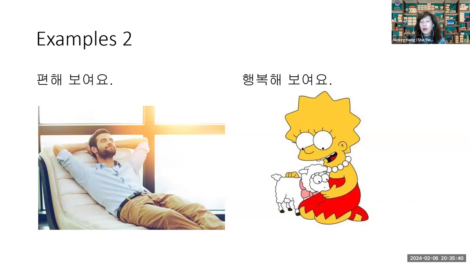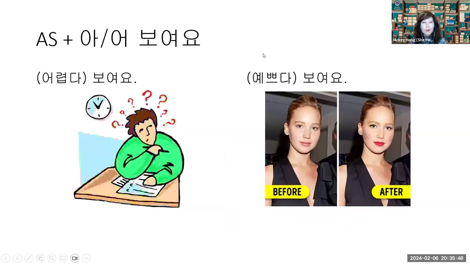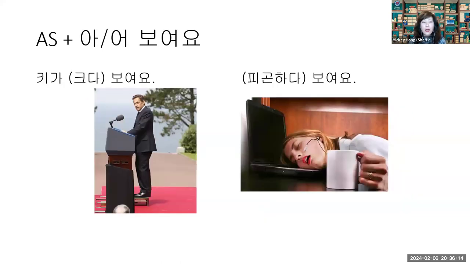편해 보여요. Appears comfortable. He looks really comfy. 행복해 보여요. She looks happy. Something looks like he's taking a test, looks challenging, it looks difficult. This is irregular, you guys. So 아, 어 보여요. You put things into 아, 어요 and take out the 요. 어려워 보여요. Looks pretty. 예뻐 보여요. And again, this is an opinion.